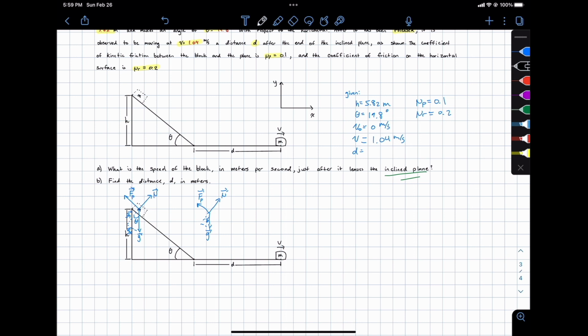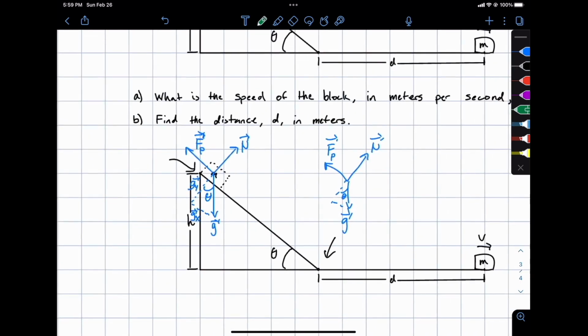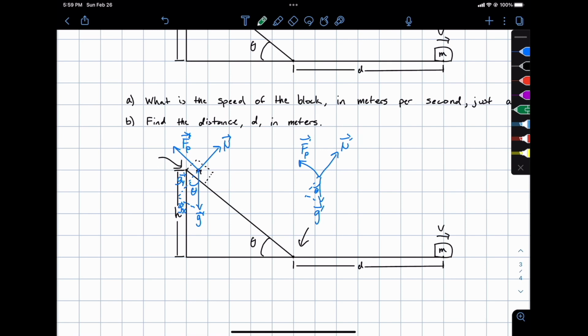So, as we can see, our target is the final velocity once the block reaches this point from that point, right? So let's label our A and our B points. A is our initial and B is our final location, right? So A and B.